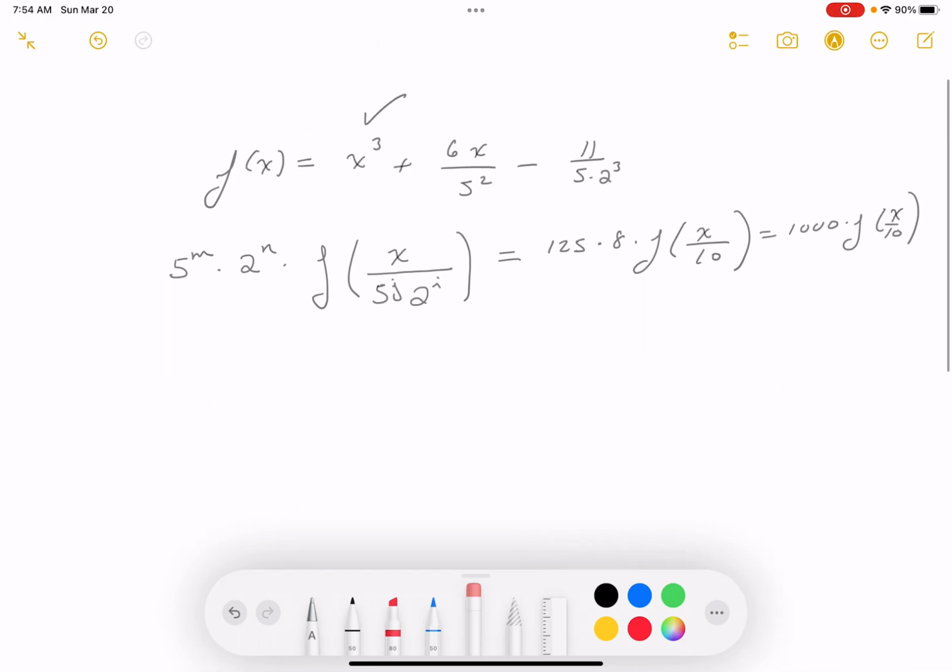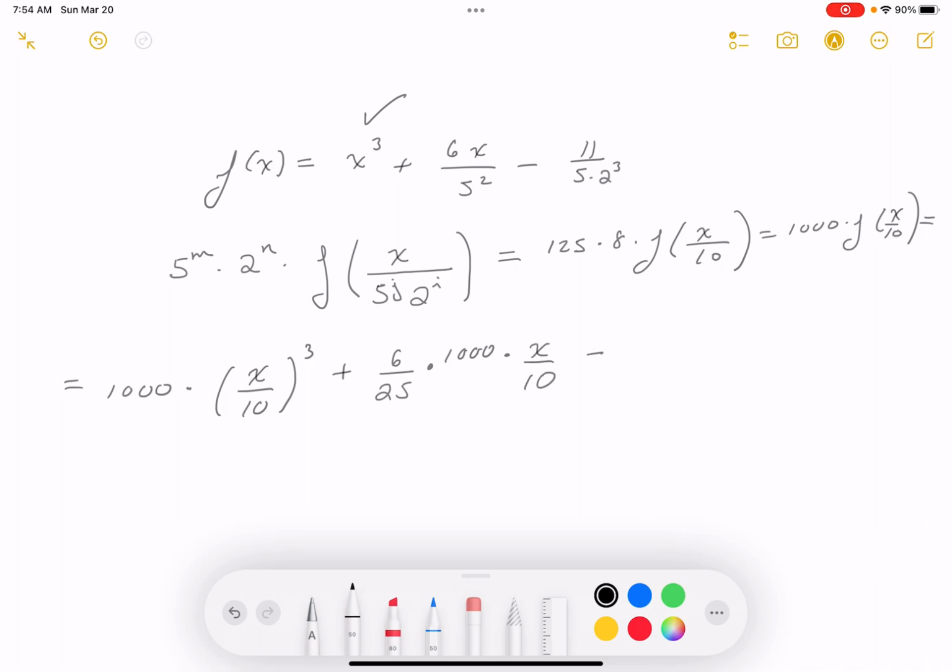Okay, what am I going to do now? Evaluate this. So I'm going to do 1,000 times x. We're evaluating this, by the way. Put that over here. x over 10 cubed, 6 over 25 times, oh, I forgot to put the 1,000 down, times x over 10 minus 11 times 1,000 over 5 times 2 cubed.